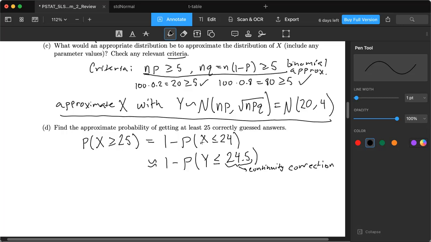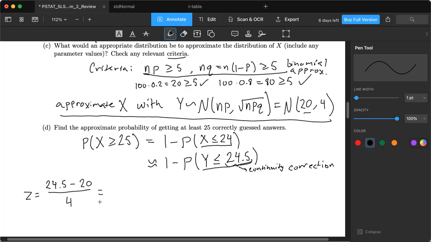If we wanted to figure out the probability of x being less than 24 and x is binomial, then when we shift to the perspective of this normal distribution, we need to use 24.5 to get a better approximation, essentially. And now this is just turned into a z-score problem. So z is equal to 24.5 minus our mean, which was 20, divided by the standard deviation, which was 4.